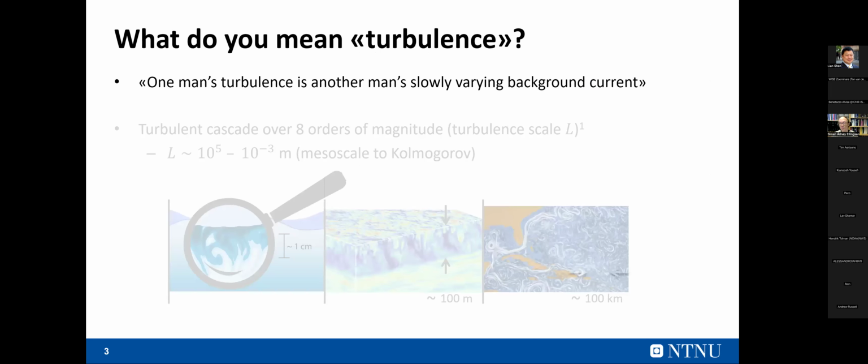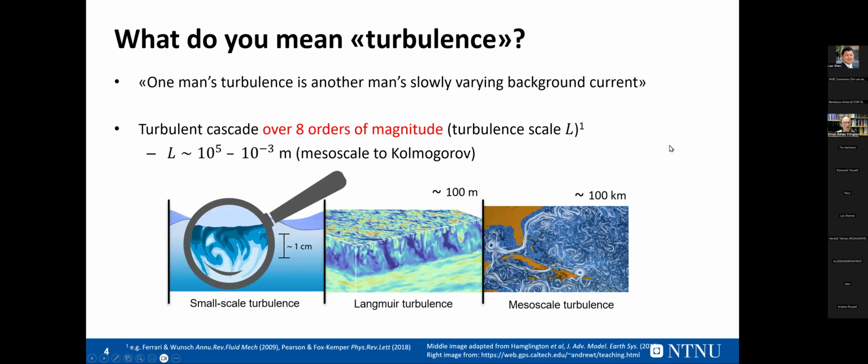So first up, what do you mean by turbulence? That is quite important in this WISE context, because one man's turbulence is another man's slowly varying background current. Because turbulence comes at length scales all the way from millimeters up to 100 kilometers, as we know. So what am I talking about when I say turbulence?